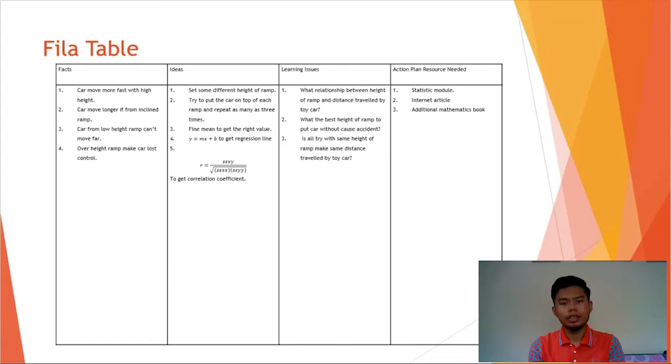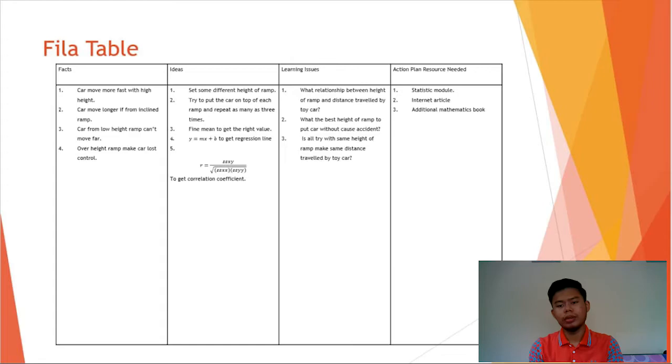Next is learning issues. Learning issues are problems that we need to solve. First, what is the relation between the height of the ramp and the distance traveled by the toy car? Second, what is the best height of ramp to put the car without causing an accident? Third, does every try with the same height of ramp make the same distance traveled by the toy car?